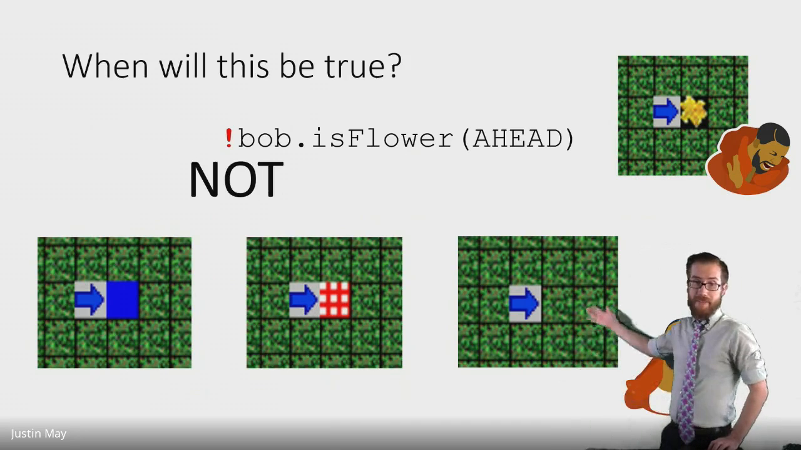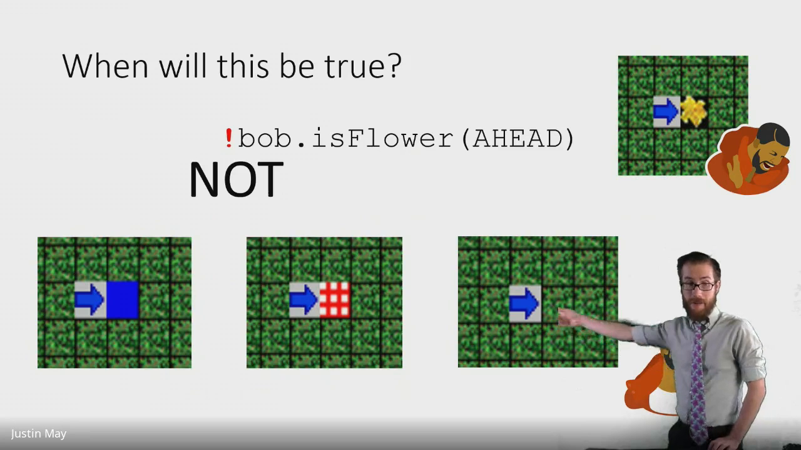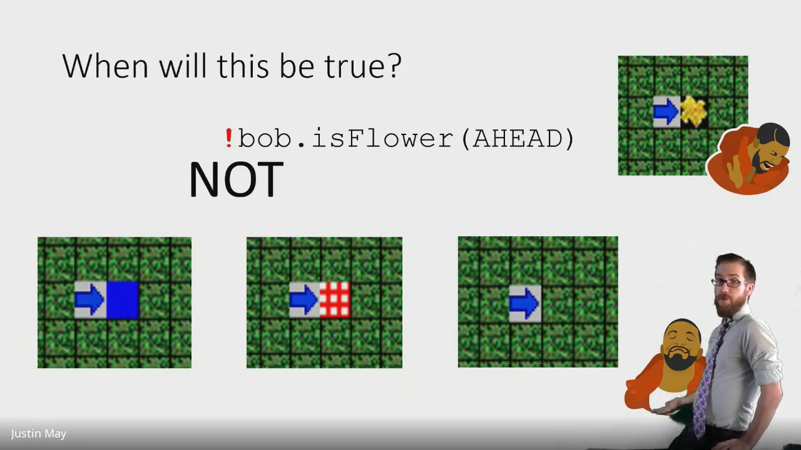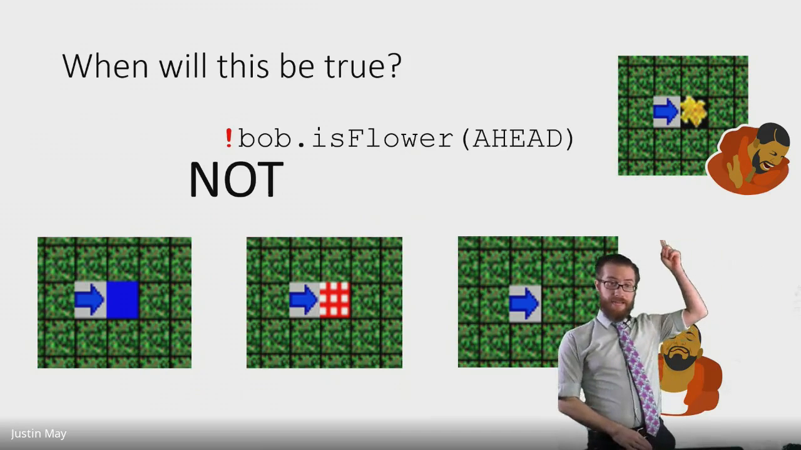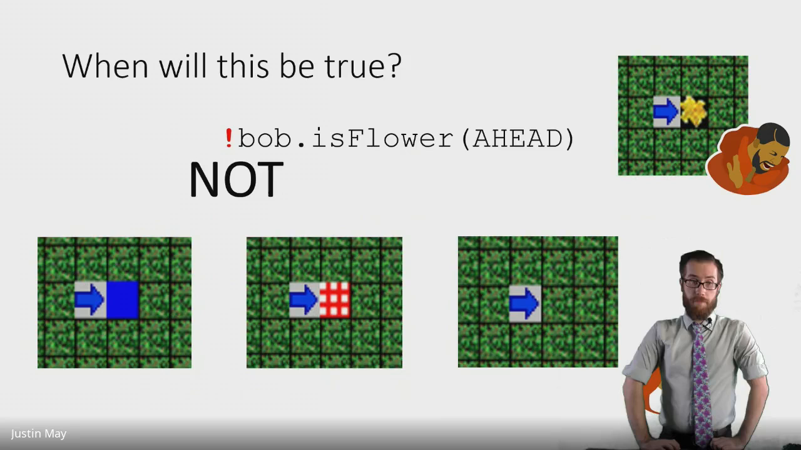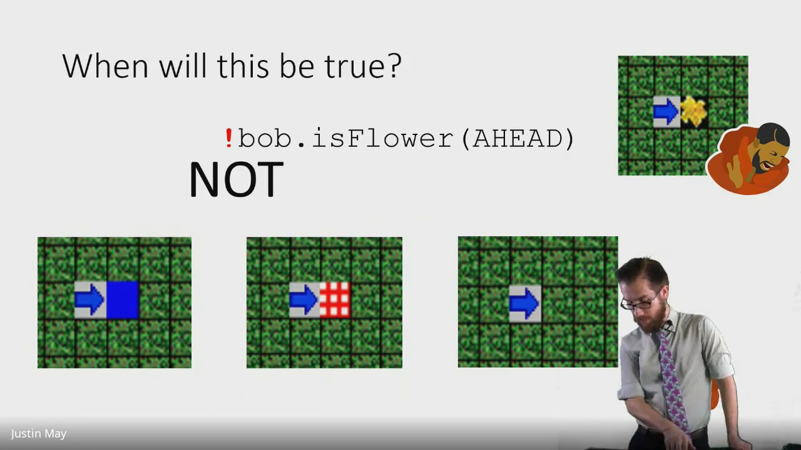So in any of these situations where the thing in front of Bob is not a flower, it could be water, it could be a net, it could be nothing, then it is true. But in the case where there is a flower in front of Bob, it will be false because we want to know when this is not true. So that's what the exclamation mark does.